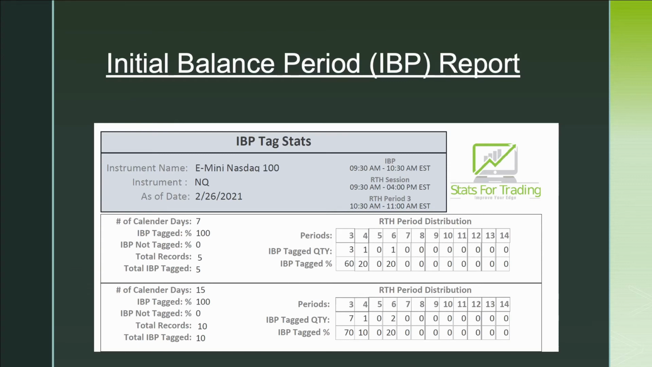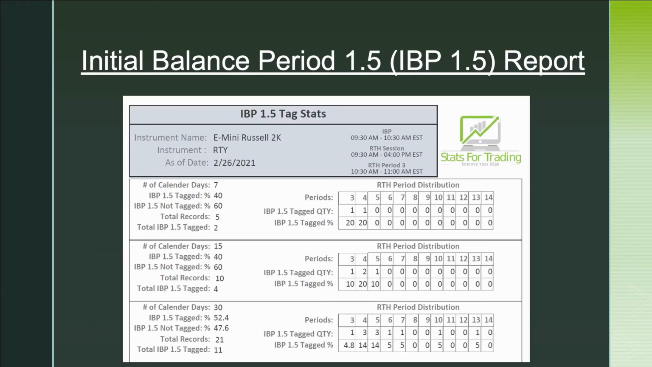So our next report, though, is the IBP 1.5 report. So now here we pick the Russell 2000 market. We see that IBP 1.5 is not tagged very often on the Russell. So again, 1.5, that's 150%. So you take the RTH period, the first hour, the high minus the low, you multiply that by 1.5, and then you add it to the low and you subtract it from the high. You have your 1.5 range. And this is the statistics for how often that will be tagged.